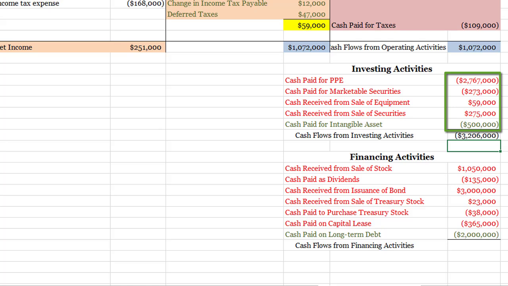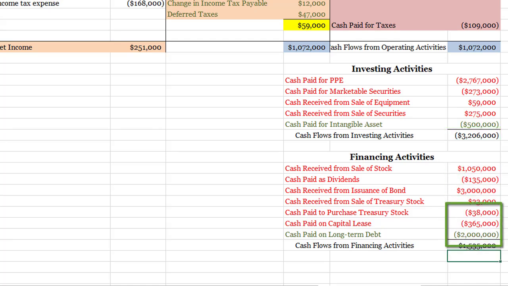So my net cash flows from investing activities will be 3,206. And my cash flow from financing activities will be $1,535,000. And that's all there is to finishing up these 2 worksheets. A little bit of work to get cash flow from operations, but the investing and financing activities, I'm just summing up the numbers I've already got.